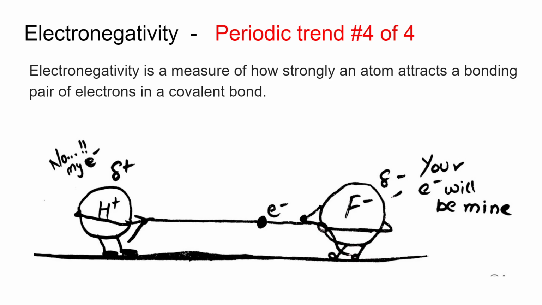We're starting off today with electronegativity. This is periodic trend 4 out of 4, so the last one. And I said we'd spend 2 days on ionization energy. I lied to you. That's because I messed up.